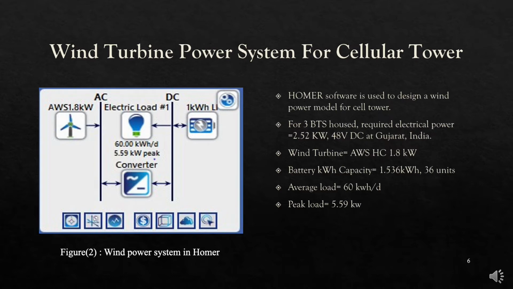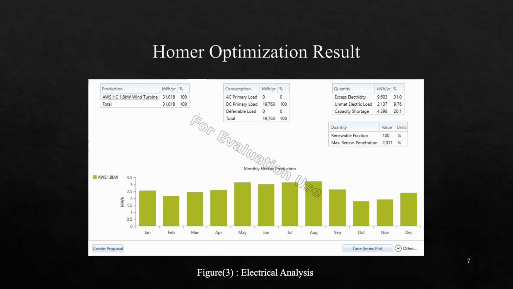After doing a number of simulations in Homer, we get this result. Annual energy production of the wind turbine is 31,000 kilowatt hour per year with excess electricity of 31% per year. This whole system relies only on the wind turbine, so that's why the renewable fraction is 100%. We can see from this graph that the output from the different months is different.